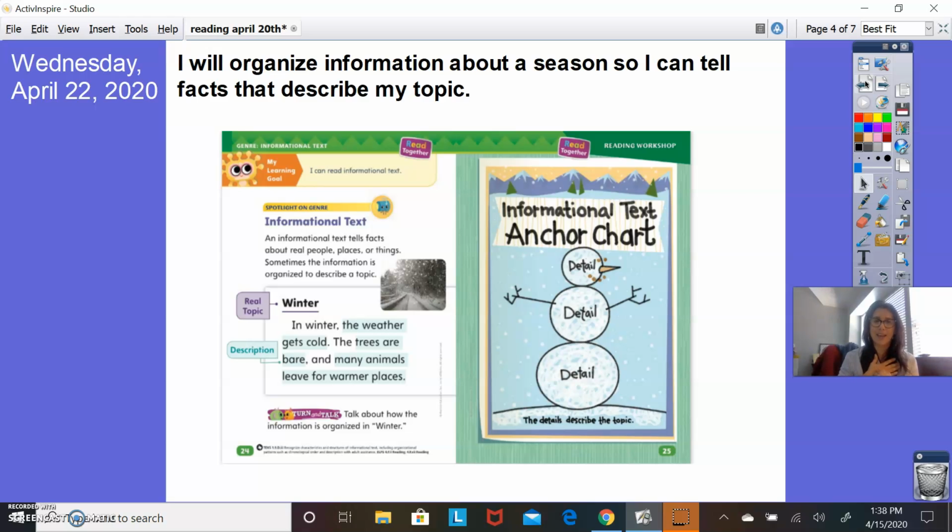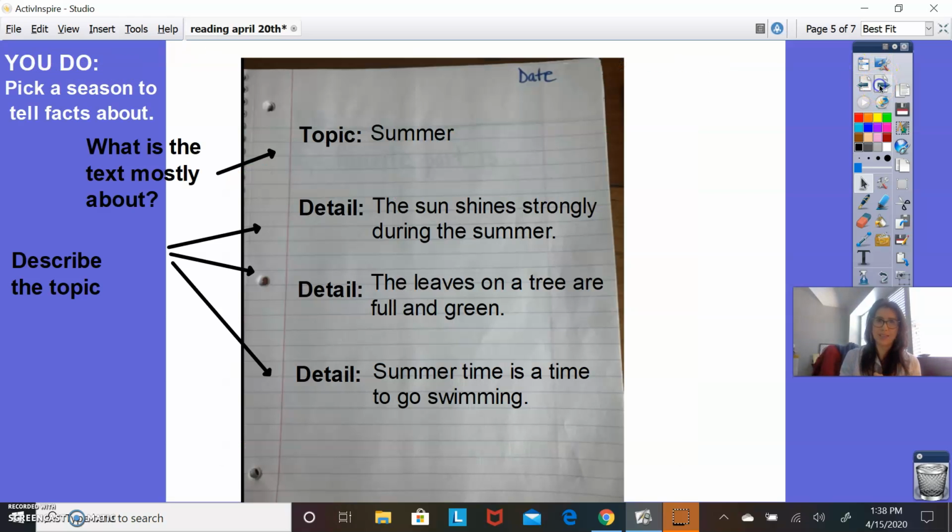So I did that, and I decided to write about summer. And remember, this was not me telling you summer is my favorite season, or I like summer, because this was me telling facts about the topic. So I completed my page with the topic here. What you're going to read in my informational text is mostly going to be about summer.